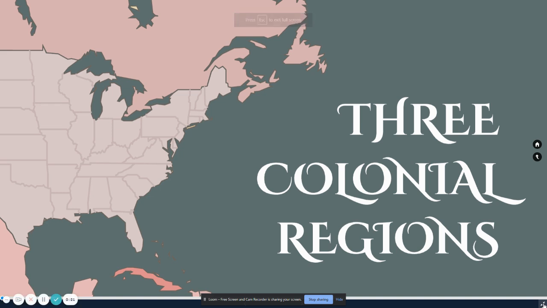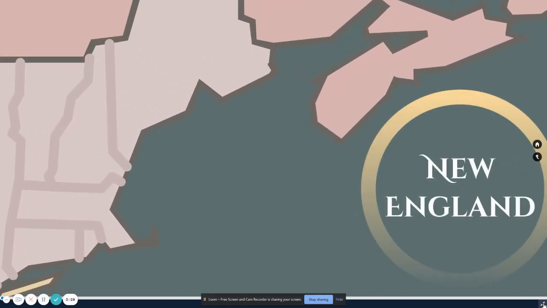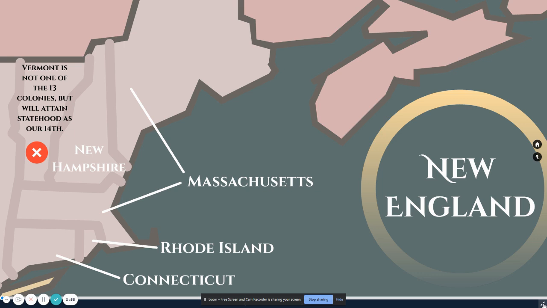Of course, in class we discussed the geography, the layout of those three colonial regions, and so let's begin here with the New England colonies. New England begins really at its core with Massachusetts, settled in 1620 by those separatists, and then eventually in 1630 by the plucky Puritans of Massachusetts Bay. New Hampshire is going to break that up into two different halves, upper and lower Massachusetts, and then you're going to round out the rest of this region with Rhode Island and Connecticut. Of course, remember that Vermont is not one of those 13 colonies, but will attain statehood as our 14th state later on.